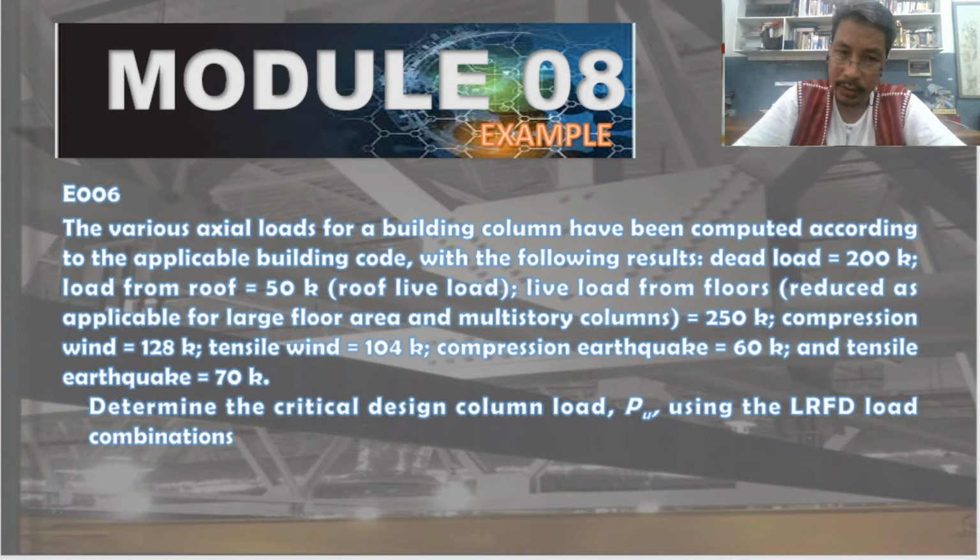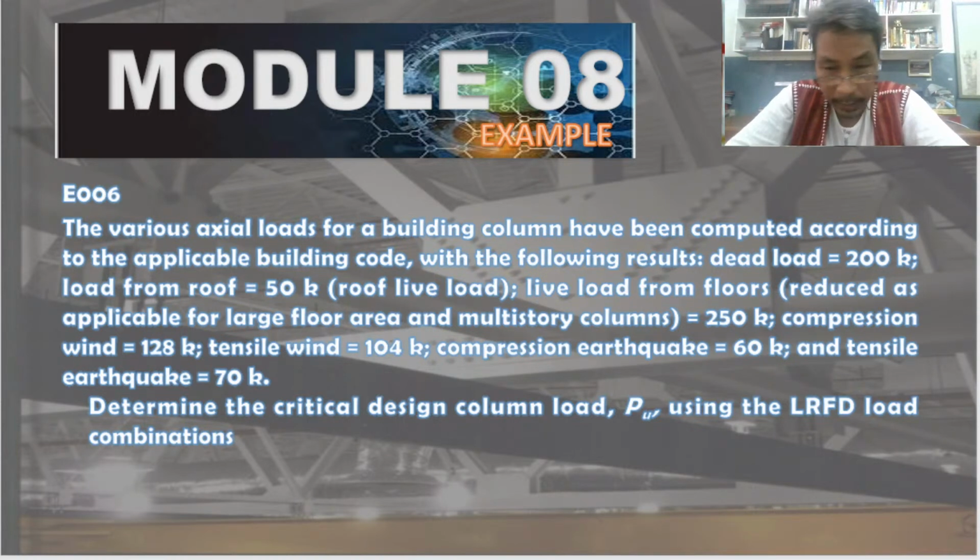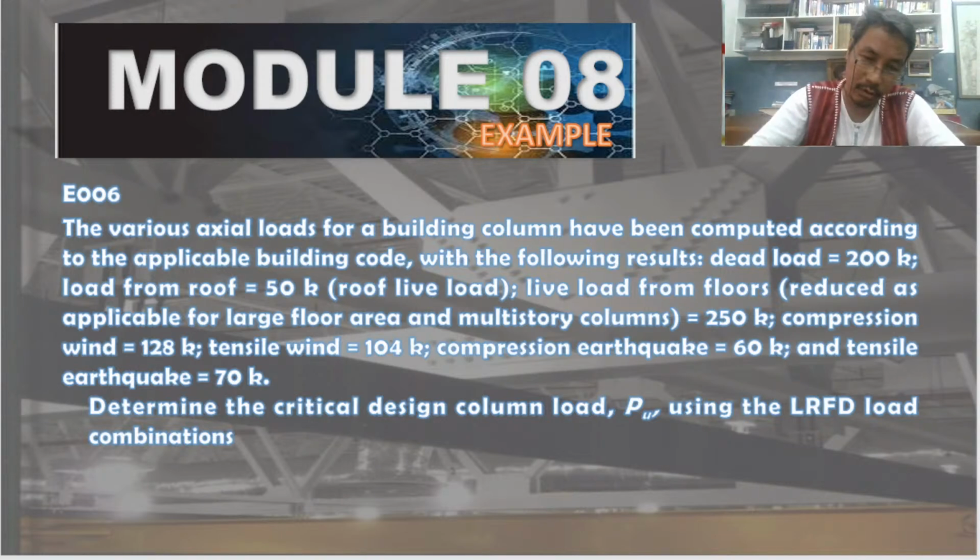So what do we mean by this? Compression wind, tensile wind. Instead of having plus or minus, there is one value for compression and another value for tension. Next, compression earthquake 60K and tensile earthquake 70K. The question is to find the critical design column load, capital PU, the concentrated load, using the LRFD load combination. So let's do it.